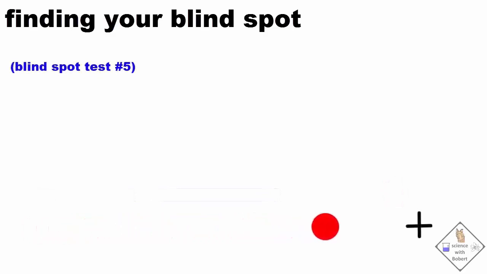This last blind spot finder test is pretty freaky. Close your right eye and look at the cross with your left eye. Without looking directly at the red dot, you will see it disappear and reappear as the red dot enters and leaves your blind spot.